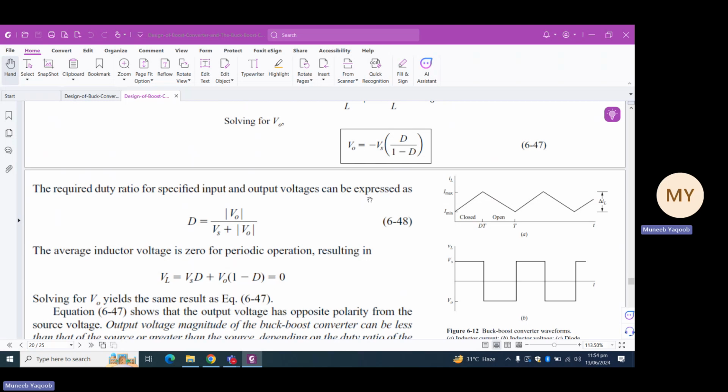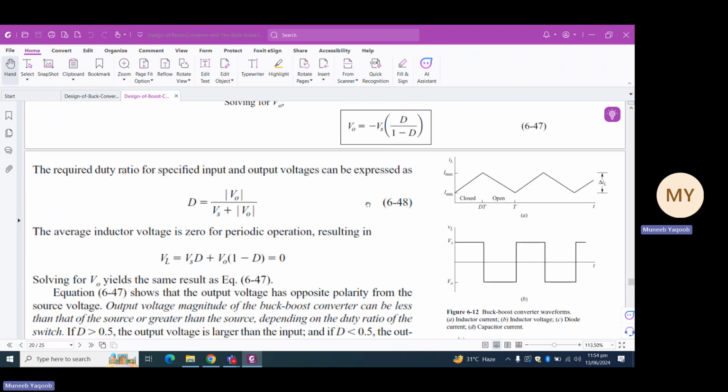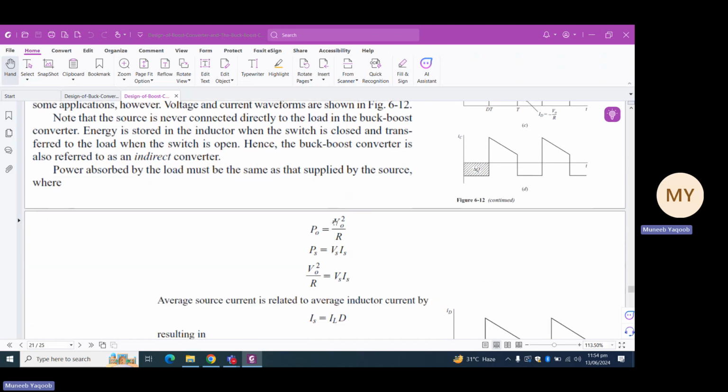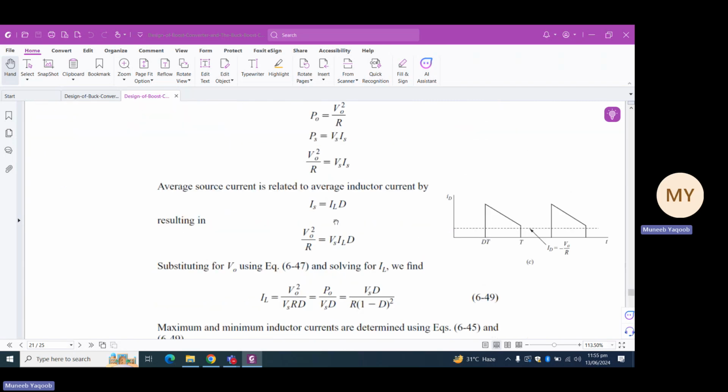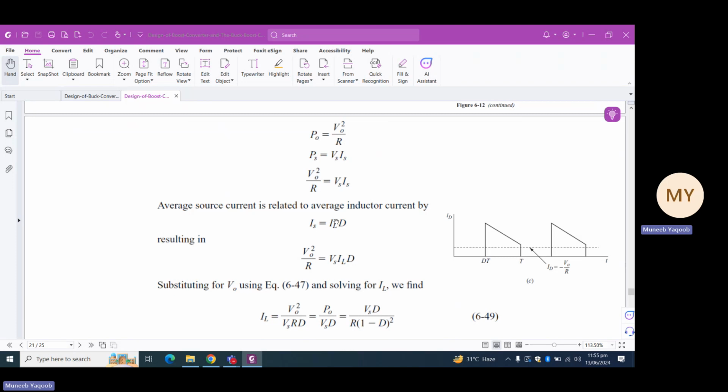In figure 6.12, they are giving us the output waveforms of the inductor current and the inductor voltage. Now, we will find the value of inductor current. For this, we can write Pout equals Vout squared upon R, since Ps is Vs into Is. So Vout squared upon R equals Vs into Is, since the input power and the output power are equal. Now, taking this concept, we can write Is equals IL into the duty cycle. From these equations, if we make IL the subject, we get equation 6.49. Hence we conclude that IL, the inductor current, is Vs times the duty cycle, divided by R into (1 minus D) squared.